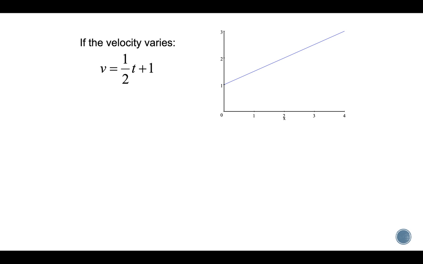But what if the velocity varies, like in this one? The velocity is equal to 1/2 t plus 1. If you look, that's a linear function. And here's our y-intercept of 1. To get to the next easy point to find, we would go up 1 and over 2. And there you go. We could do up 1 and over 2 again and come to another point on that line. So the distance for this would be s equals 1/4 t squared plus t.